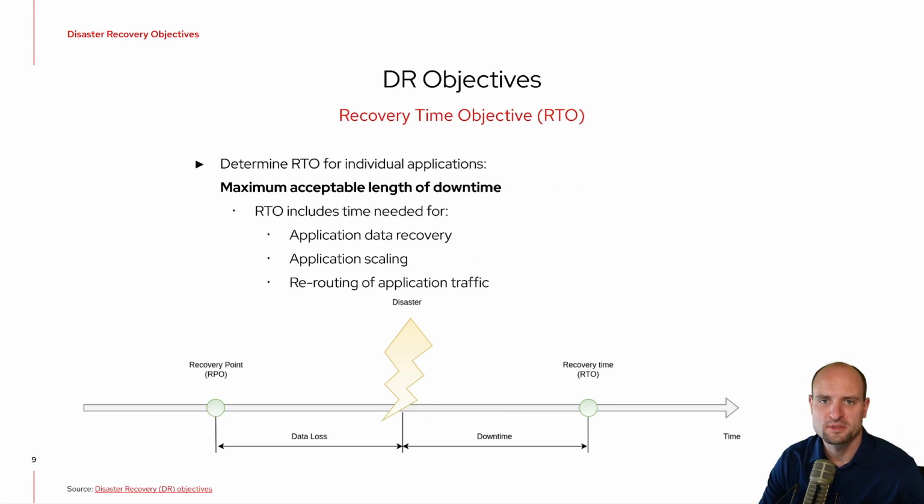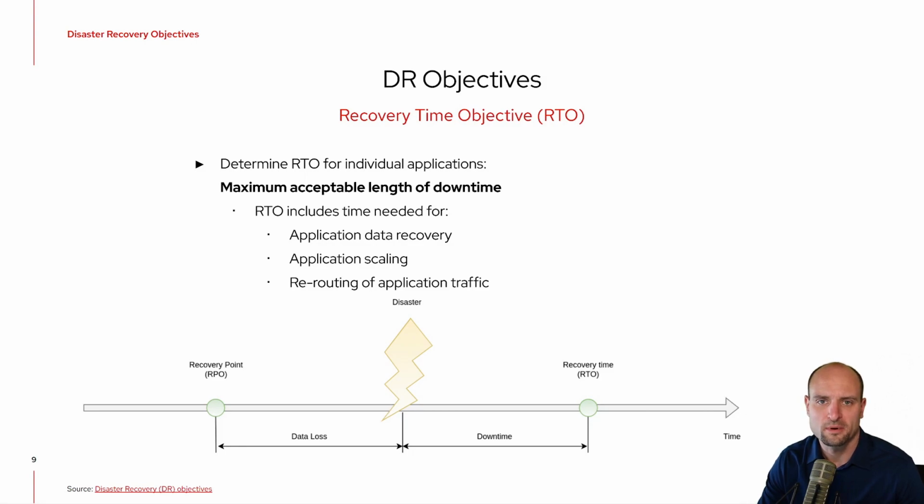The recovery time objective is the maximum amount of time that the application can be down due to a disaster. In other words, it is also the maximum amount of time that it can take to restore the application after a disaster. This time typically includes the restoring of application data, the scaling of the application in the secondary region, and then also rerouting the application traffic to the secondary region.